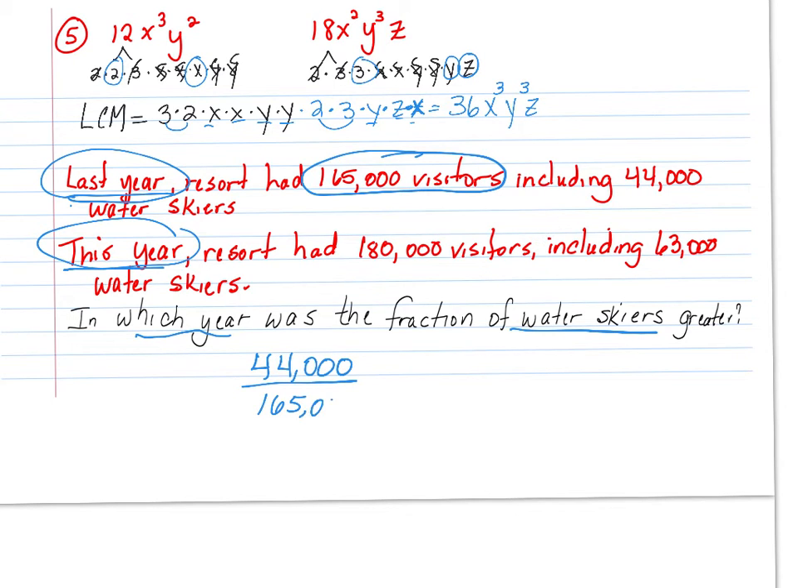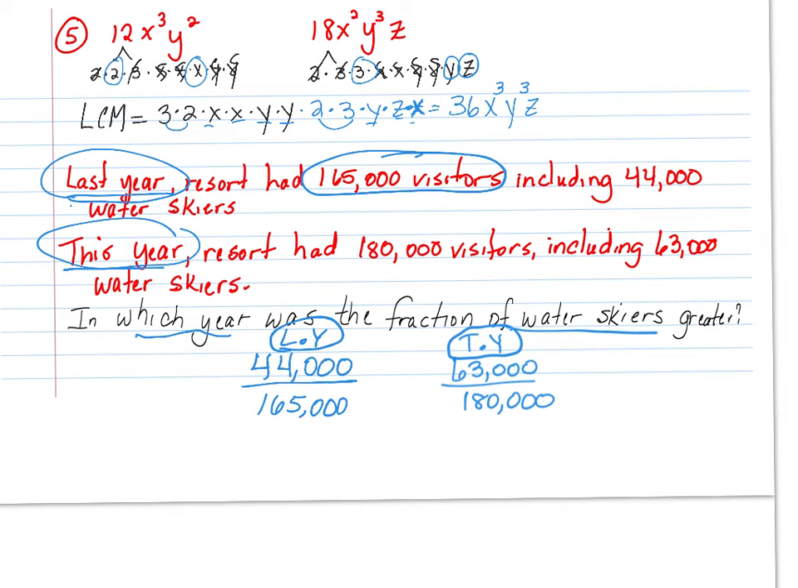165,000. And I'm just going to put LY above it just to know that this is last year. This year, I'll put TY. That's not TY Hilton. That's this year. Okay? How many water skiers were there? 63,000 out of 180,000.